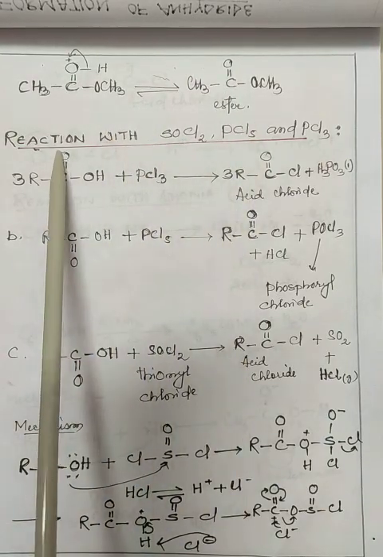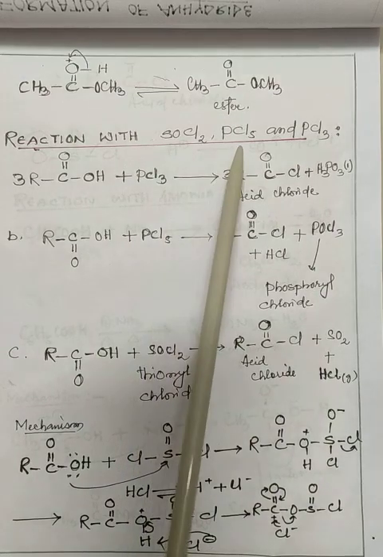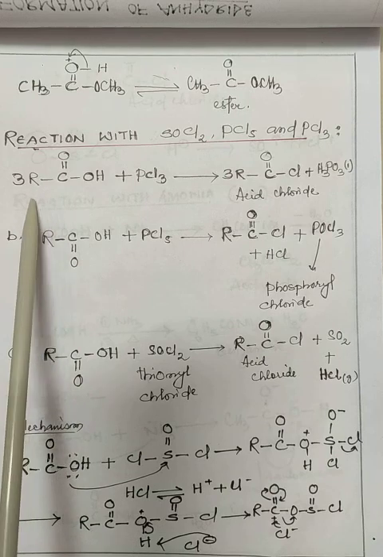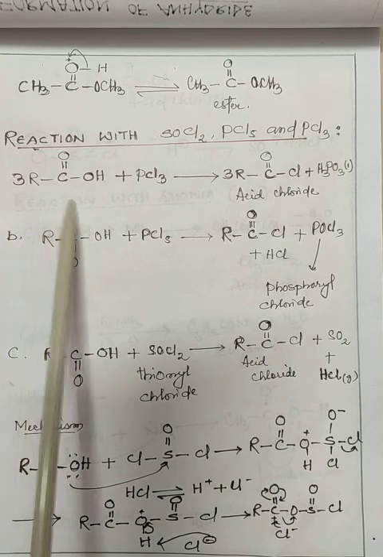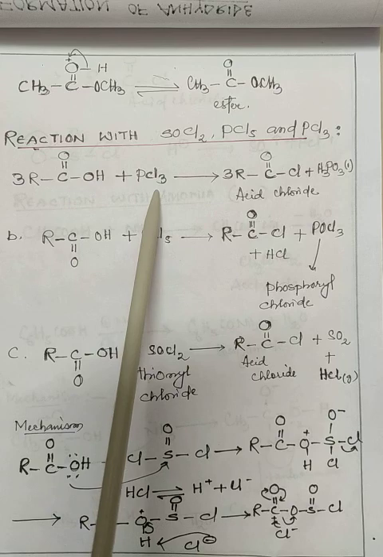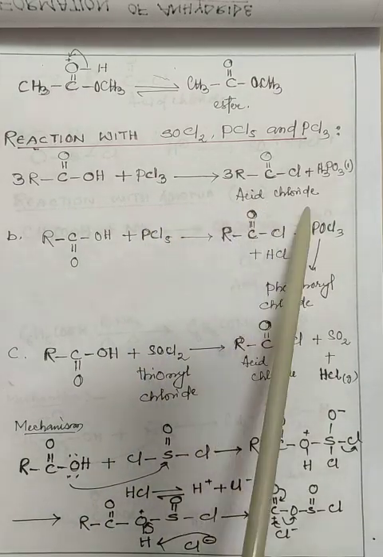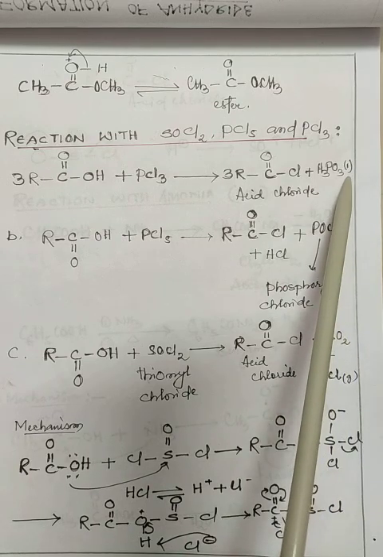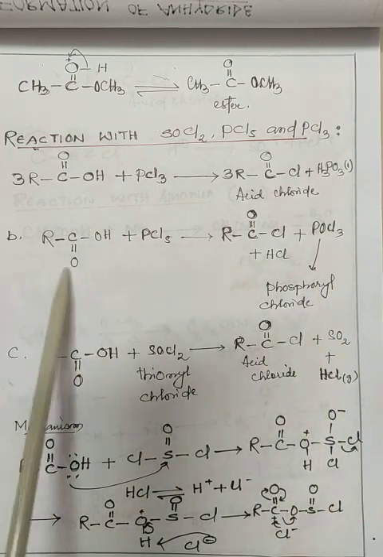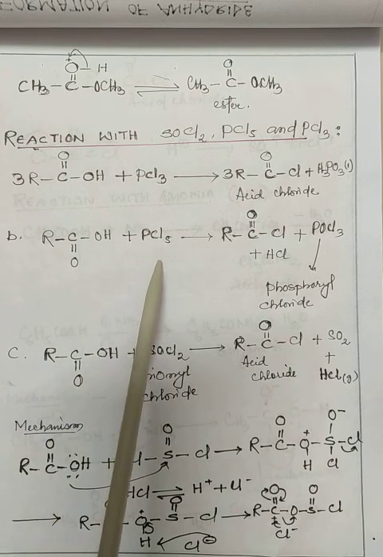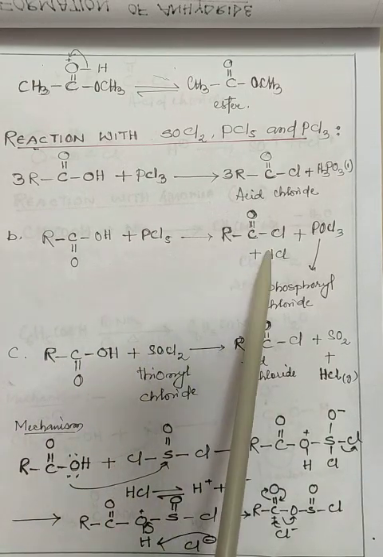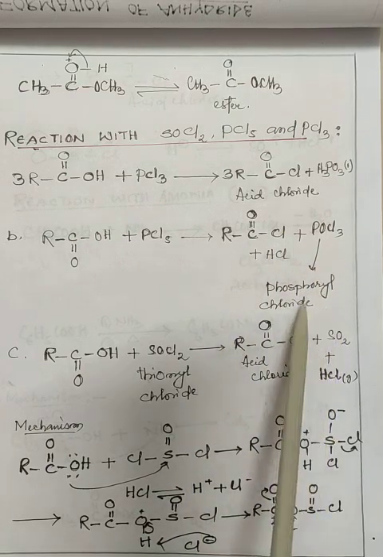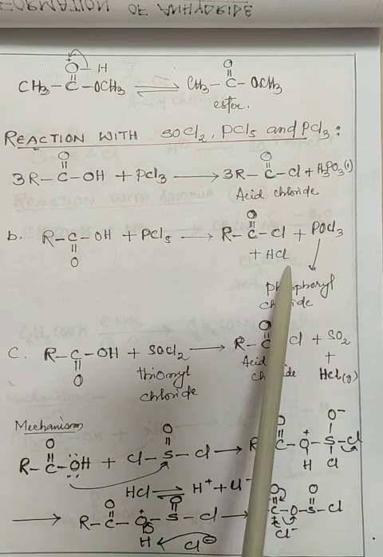Now the next is reactions with thionyl chloride, then PCl5, then PCl3. We just see this reaction. Here, 3 molecules of carboxylic acid with PCl3, then we will get acid chloride along with phosphorous acid, which is in the form of a liquid. Then the next is the same, we will take PCl5, and we will get acid chloride, then POCl3, that is phosphoryl chloride, along with HCl.